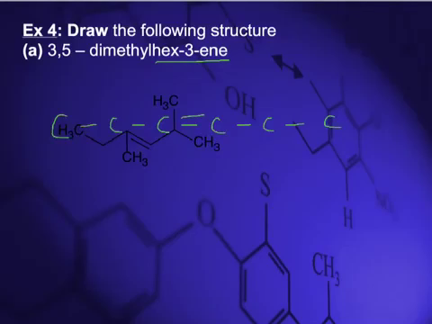Let's look at the branches. We have 2 branches here at 3 and 5. 1, 2, 3, 4, 5. And they're both methyl groups. So CH3 and CH3. And now we just fill in the rest of the carbons so that each carbon has 4 bonds or 8 electrons. It needs 3 hydrogens here, 2 hydrogens here. No hydrogen is needed at position 3 because it already has 4 bonds. 1 hydrogen here, 1 hydrogen here, and 3 hydrogens here.